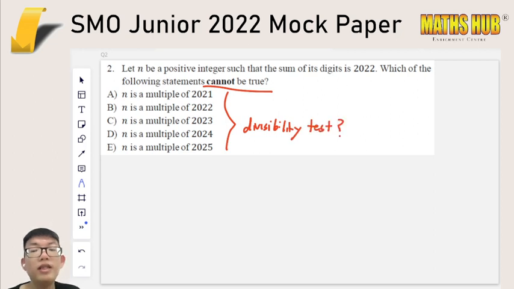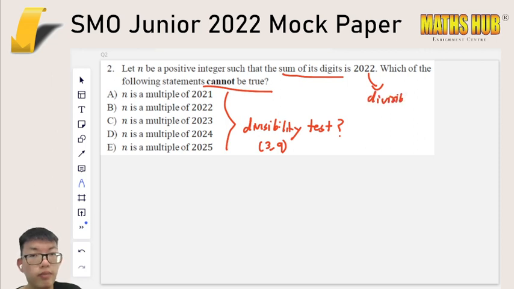And the divisibility test must be to do with the sum of the digits. As we are aware, the tests that use sum of digits are 3 or 9, and 2022 is divisible by 3 but not 9 because the sum of digits is 6.